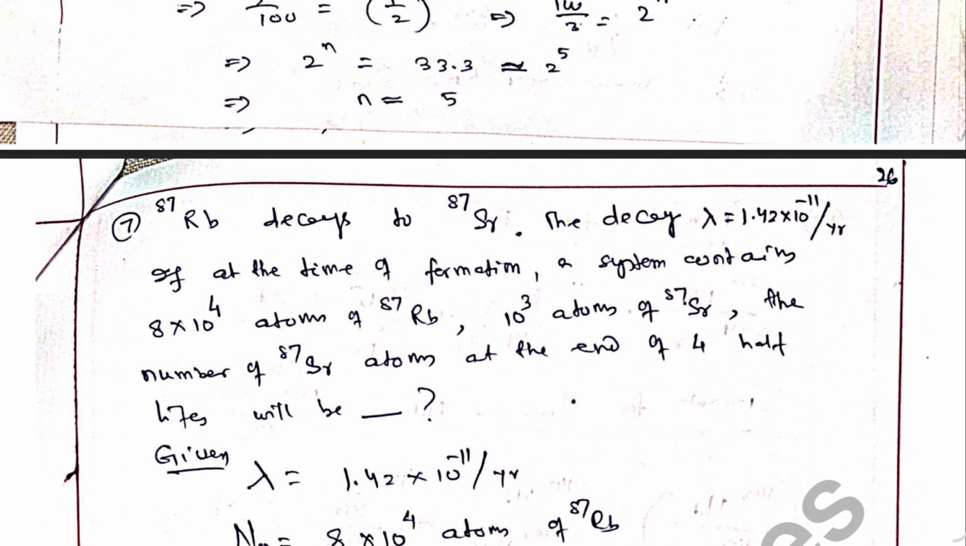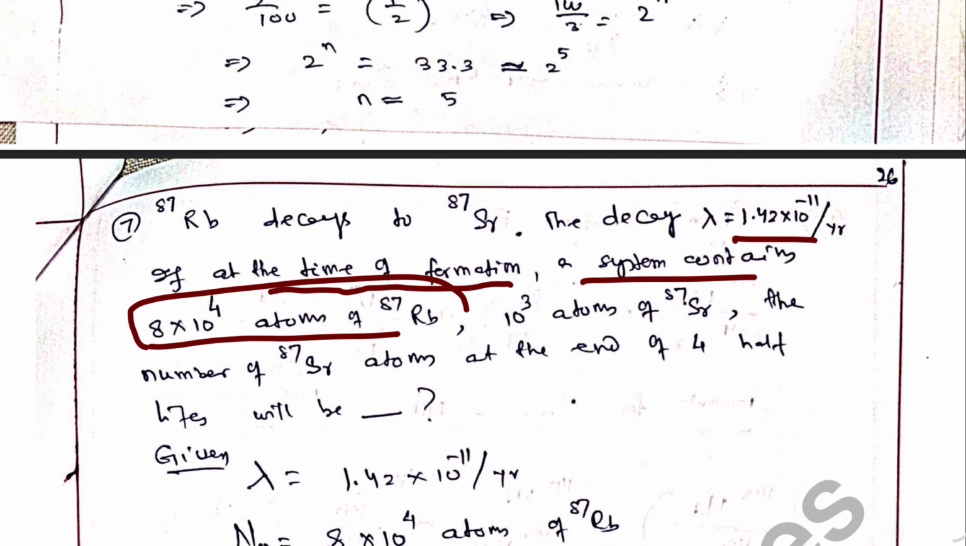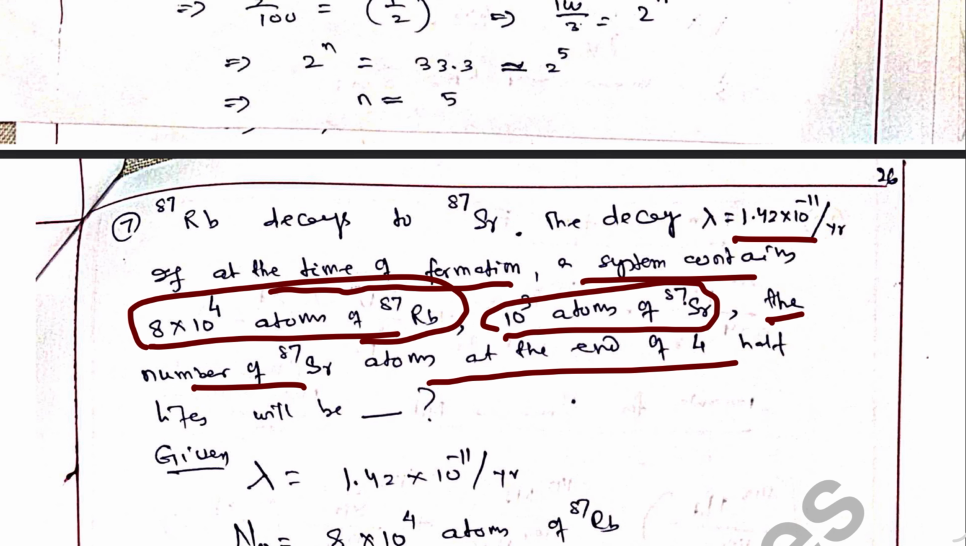Rubidium-87 decays to strontium-87, the decay constant is given. If at the time of formation the system contains 8 into 10 to the 4 atoms of rubidium-87, this is N0, and 10 to the 3 atoms of strontium-87, this is D0. The number of strontium-87 atoms at the end of 4 half-lives will be dash.